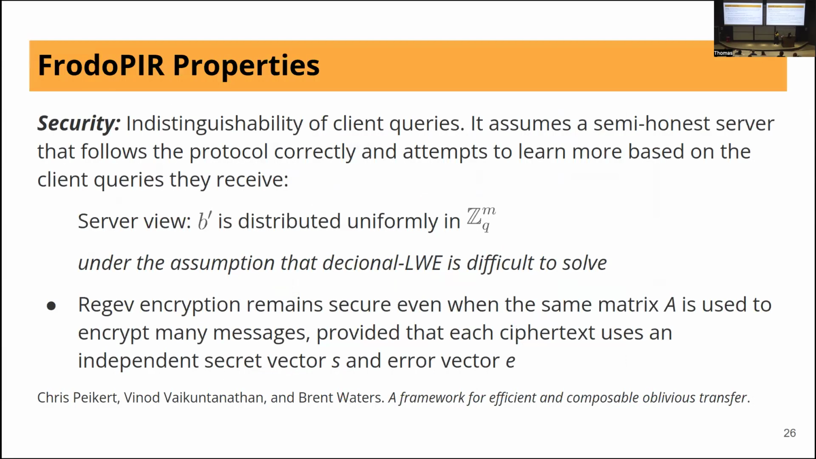Okay, so that's the first property, which is efficiency. And maybe I have convinced you already that this is an efficient scheme. Now let's look at the second property that you have to have on PIR, which is security. And how do we define security on PIR?